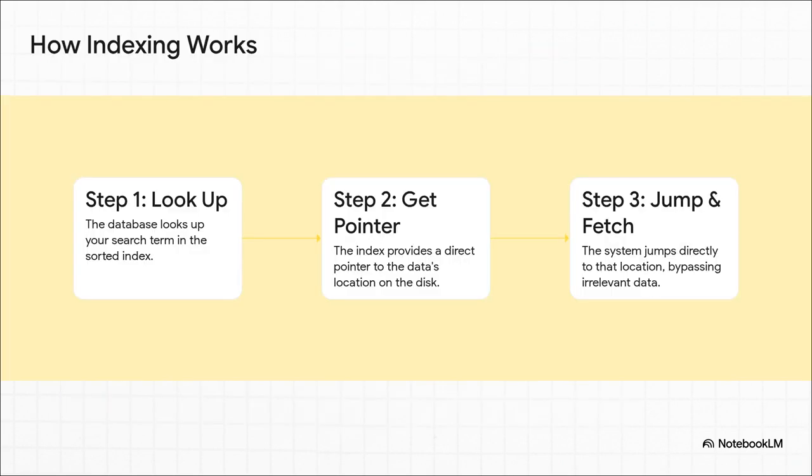And here's that shortcut in action. The system just scans the tiny, sorted index, gets the exact digital address, and then jumps straight to the data. It gets to completely bypass everything else. This one trick is what reduces the search time exponentially. It turns what could be a minutes-long ordeal into a millisecond operation.